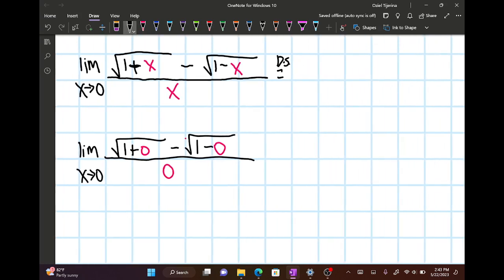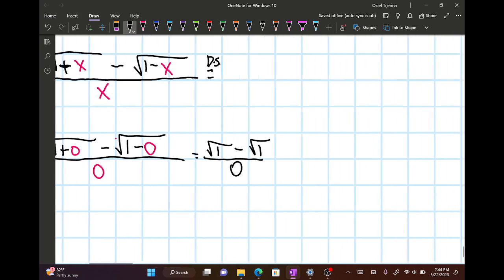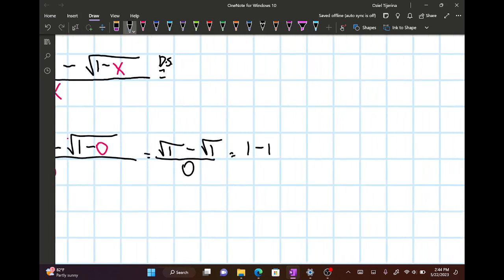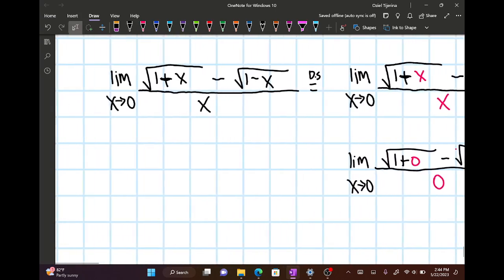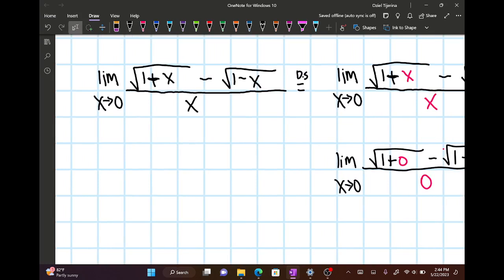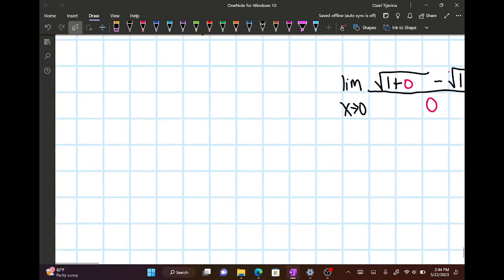So we have the square root of 1 plus 0 minus the square root of 1 minus 0 all over 0. We're just going to simplify that: square root of 1 minus the square root of 1 all over 0. Of course, this is just 1 minus 1 over 0, which means 0 over 0, which means, oh no, right? We always say, oh no, because we don't like a 0 over 0 thing going on here. So now what do we do, right?